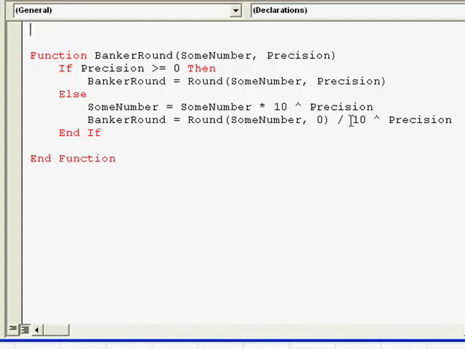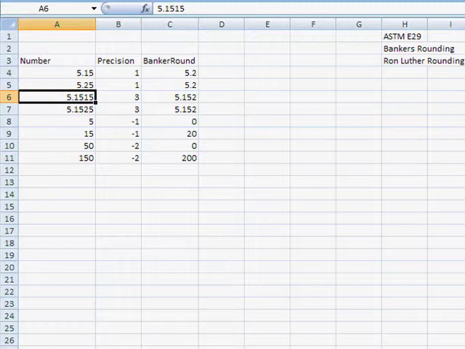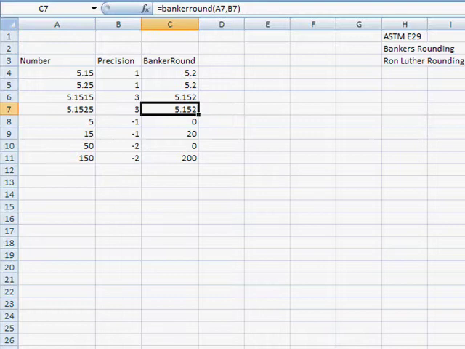Let's take a look at the results here. I set up a couple of different test cases. Here's 5.15 and 5.25 rounding to one decimal place, and both of those round to 5.2. So the 5.15 is rounding up towards the even number. The 5.25 is rounding down towards the even number. Here 5.1515 and 5.1525, those both round to the even number 5.152. Now, the thing I had yesterday, just using the VBA round function, would work.